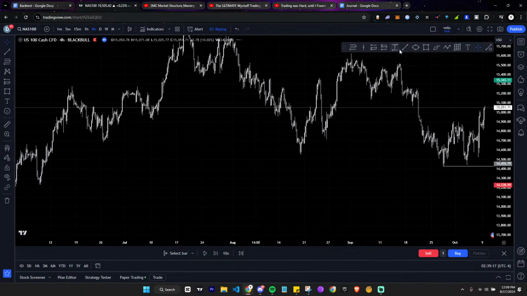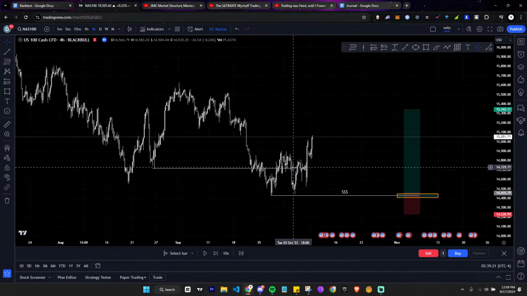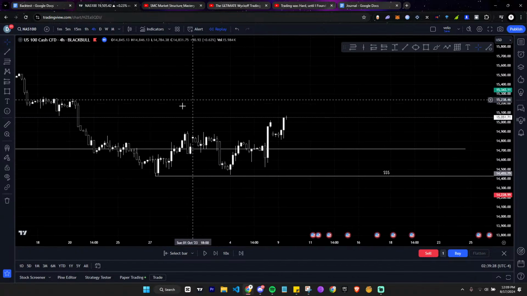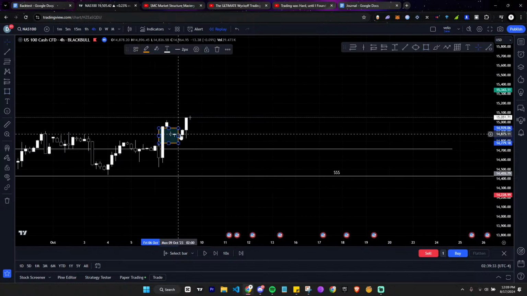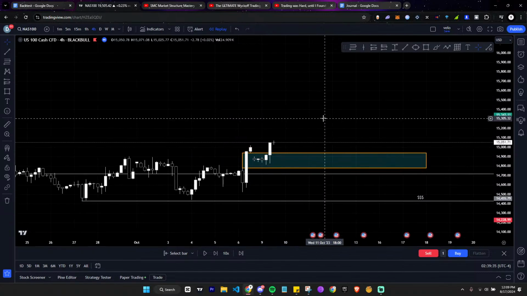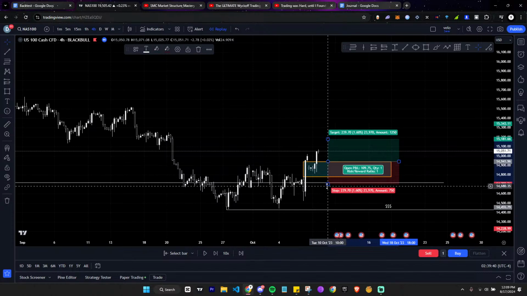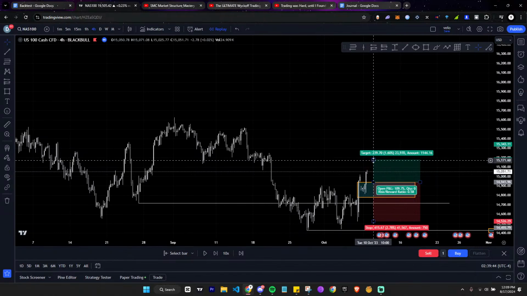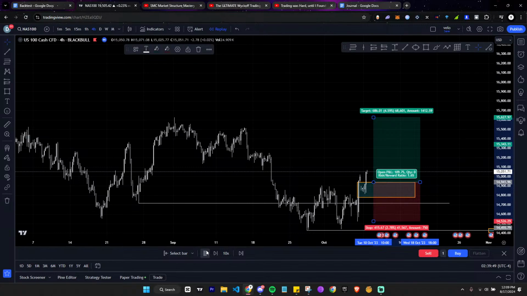Once we sweep liquidity, you see that there is a fair value gap over here. Yep. And we take this, and we take this towards the highs over here. 1 to 1.6.